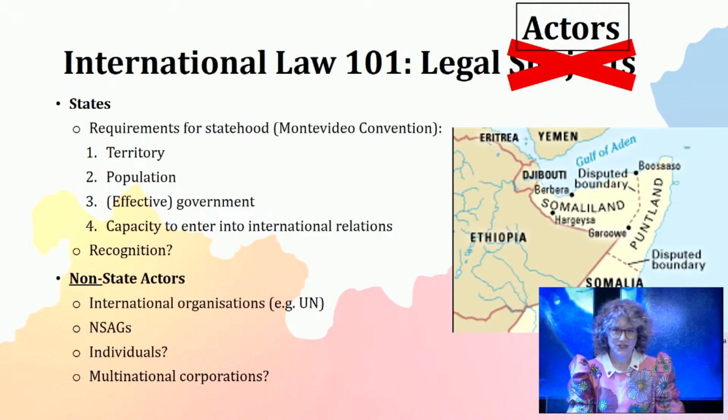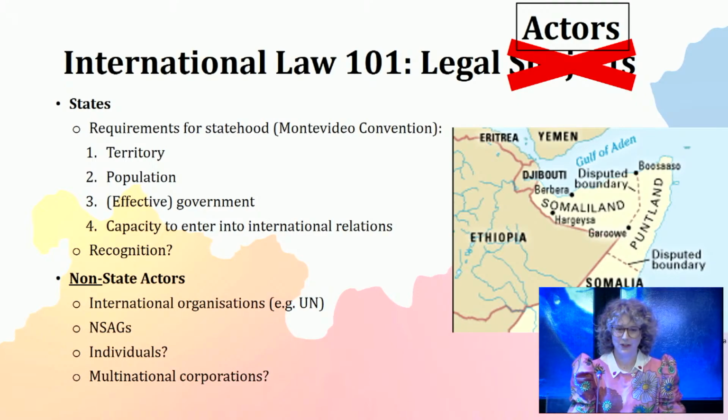They're a little hard to really define, but there are essentially 4 key requirements in order to be considered a state from customary international law, one of the important sources of international law, that are enunciated in the Montevideo Convention. These are territory, population, effective government, and capacity to enter into international relations. Now, the issue of recognition is a thorny one, and although it's not officially a requirement, it is practically very important.